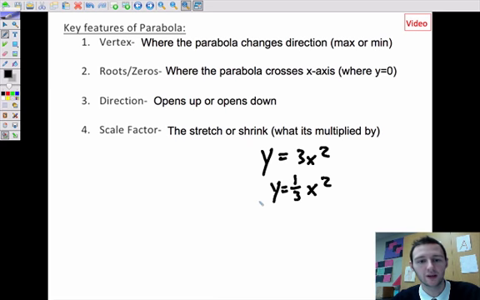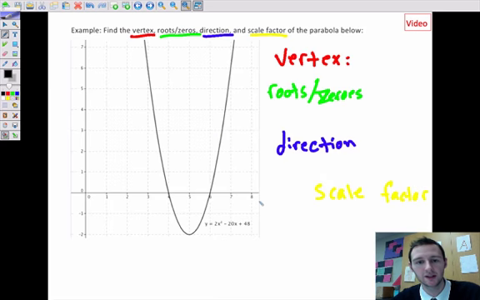Okay, so let's look at an example. In this example, we have a parabola here. It's obviously been moved from the parent function, y equals x squared. So we need to find the vertex, the roots and zeros, the direction that it opens, and then the scale factor. We're going to start with the vertex.